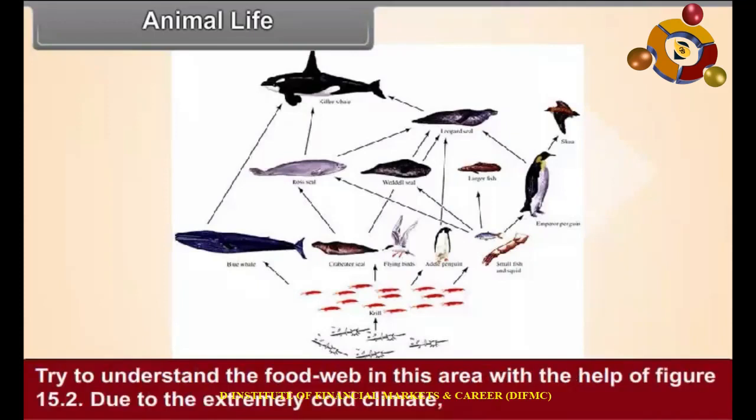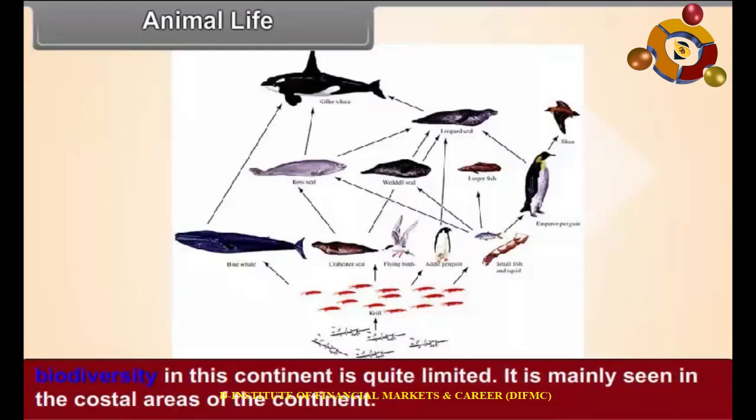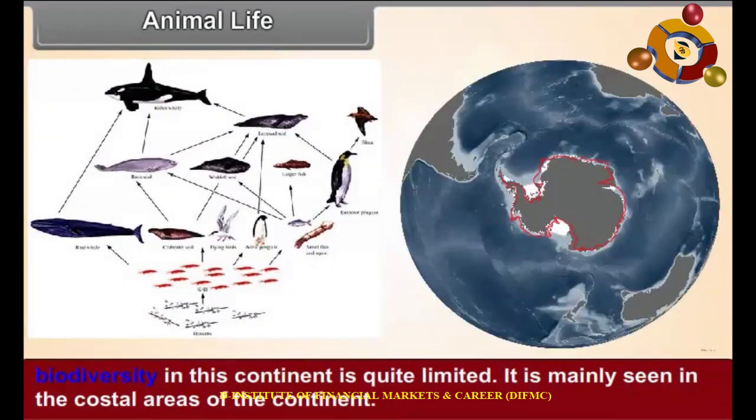Try to understand the food web in this area with the help of figure 15.2. Due to the extremely cold climate, biodiversity in this continent is quite limited. It is mainly seen in the coastal areas of the continent.